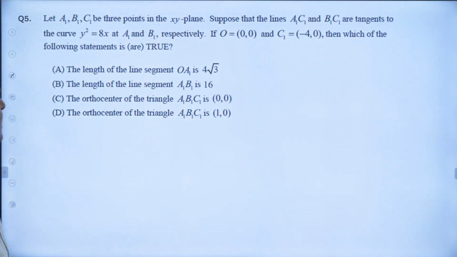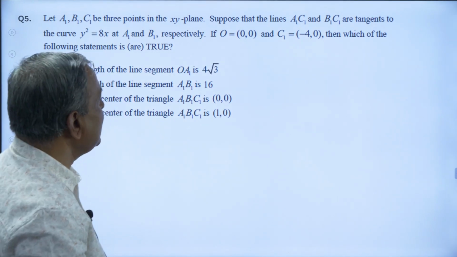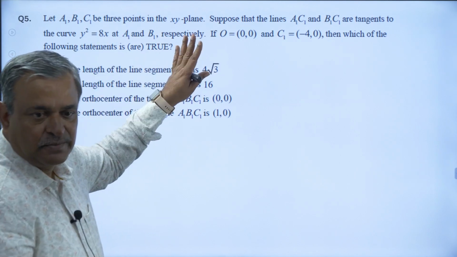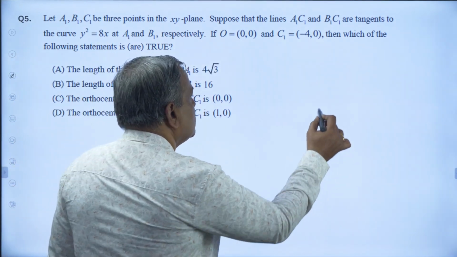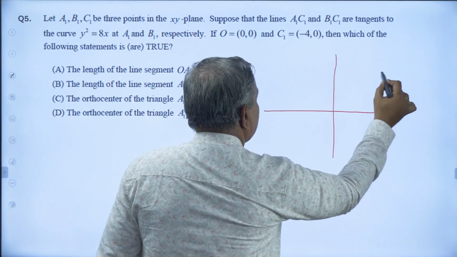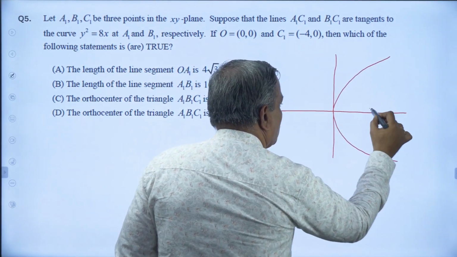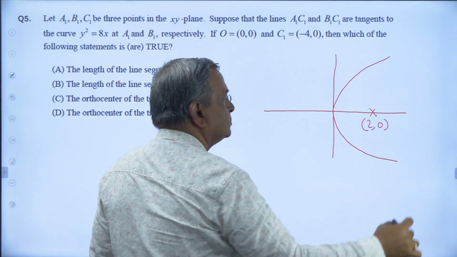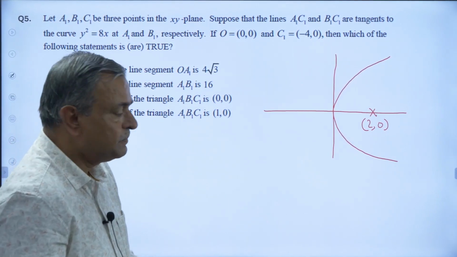See, A1, B1, C1, 3 points in the xy plane. Suppose A1C1 and B1C1 are tangents to y square is equal to 8x. Tangent to y square is equal to 8x. Immediately you draw a parabola. Y square equal to 8x is a parabola. The focus is 2, 0. Correct. Part is done. This is the origin.